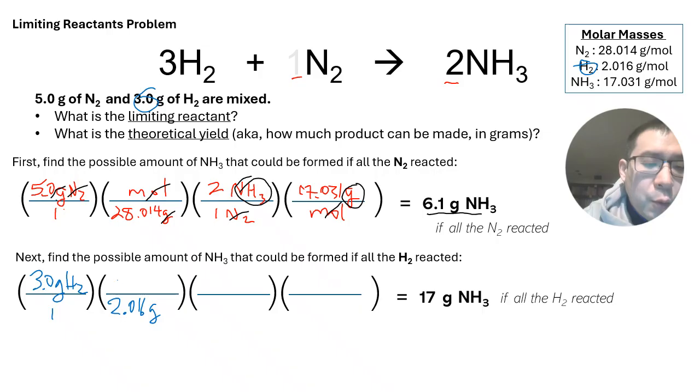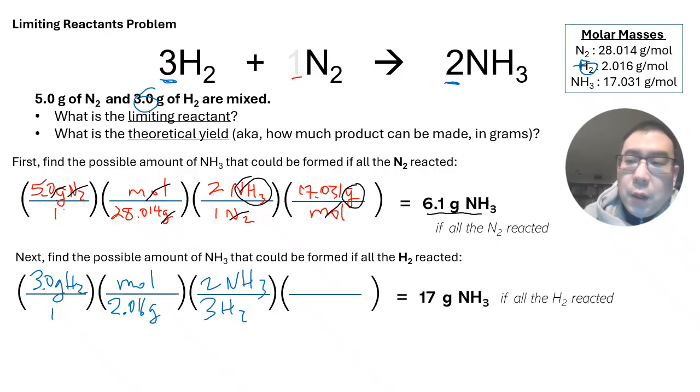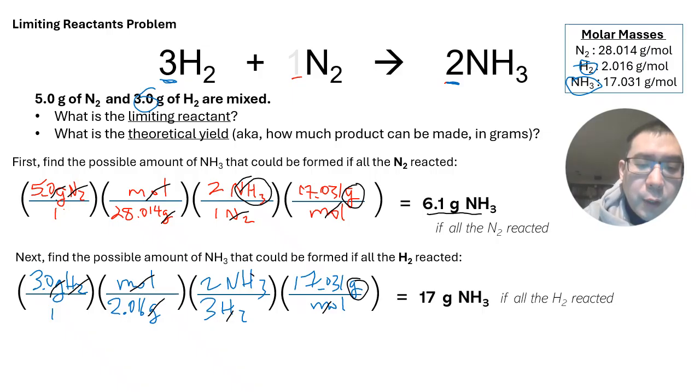2.016 grams per mole. We use the coefficients, 3 H2, 2 NH3, and finally we use again the molar mass of NH3, and then we cancel grams, grams, hydrogen, hydrogen, moles, moles, and we get grams of NH3, and when we do the math, we get 17 grams of NH3.